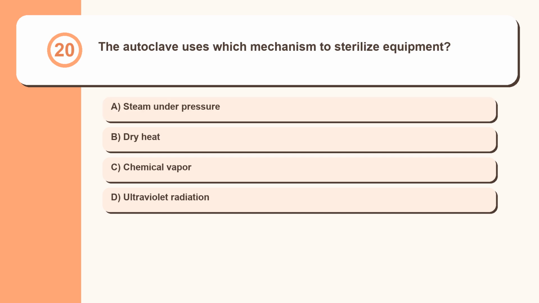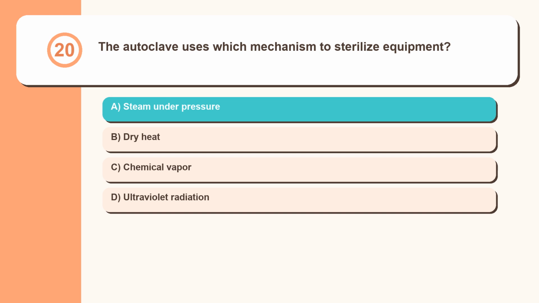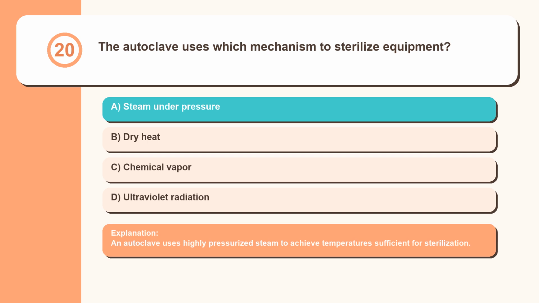Question 20. The autoclave uses which mechanism to sterilize equipment? Steam under pressure, dry heat, chemical vapor, ultraviolet radiation. An autoclave uses highly pressurized steam to achieve temperatures sufficient for sterilization.